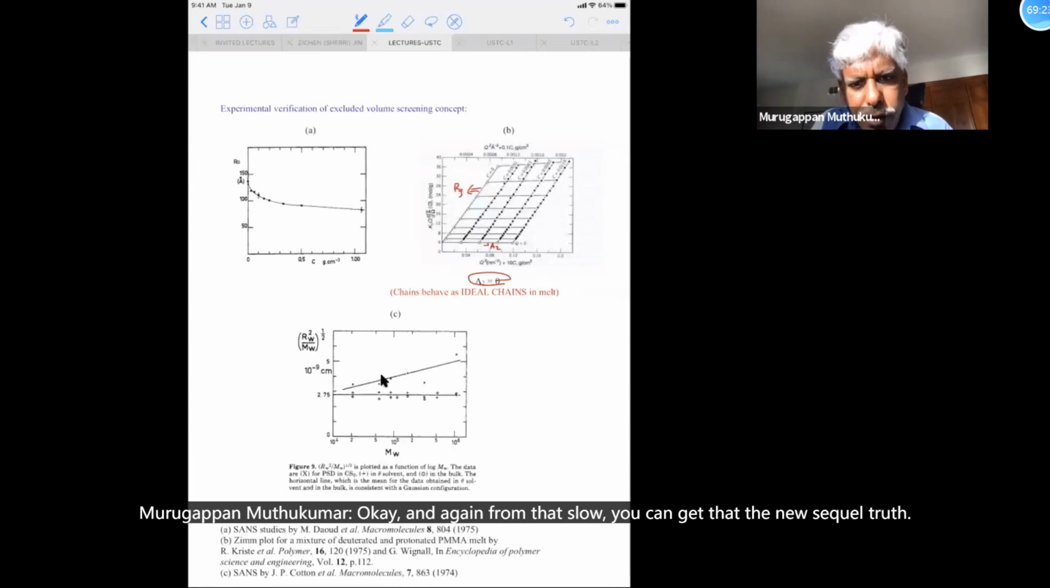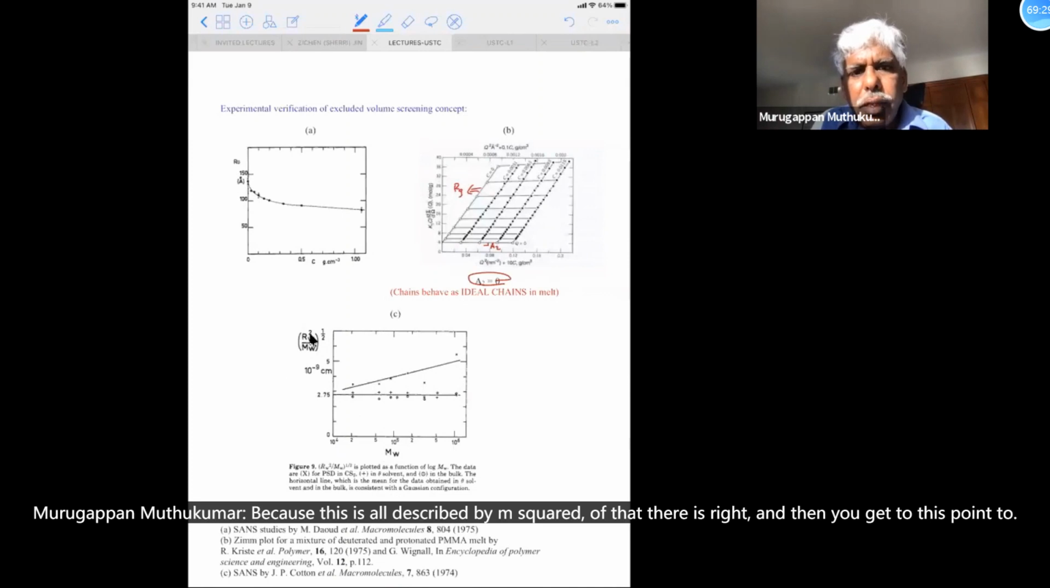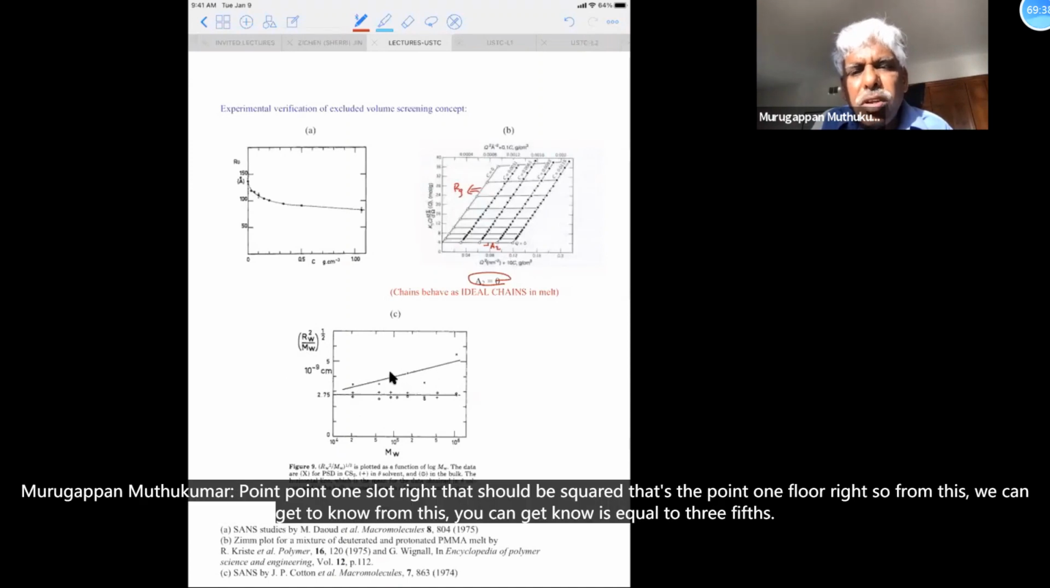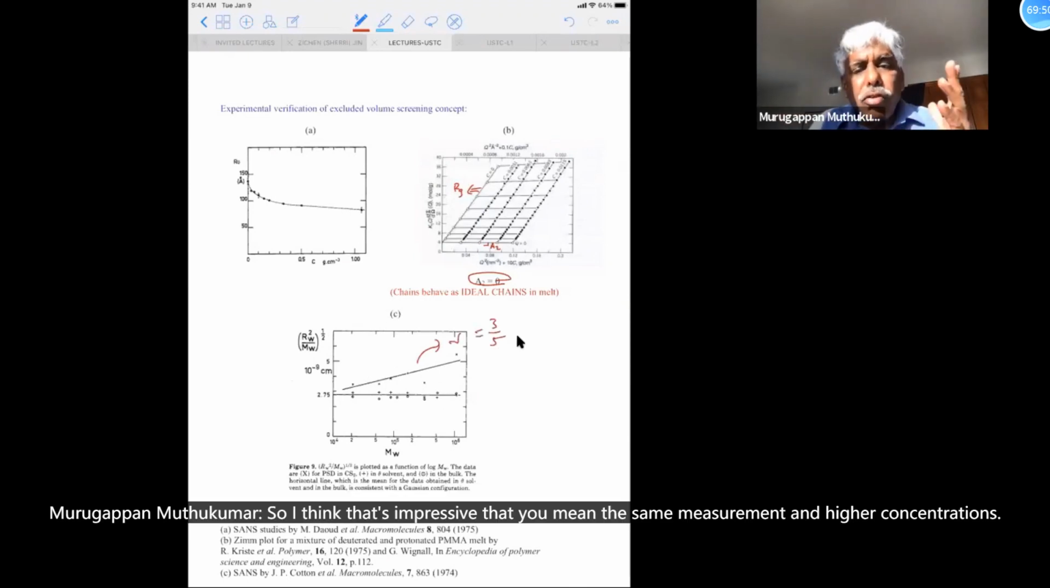Okay, and again, from that slope, you can get that nu is equal to 3/5. Because this is Rg squared by M, the square root of that is right, and then you get a 0.1 slope, right? So from this, we can get nu. From this, you can get nu is equal to 3/5. Size extension, that's in good solution.